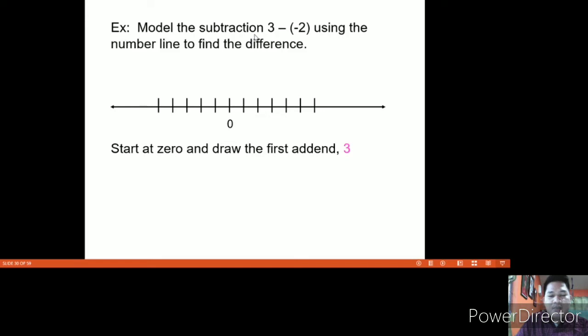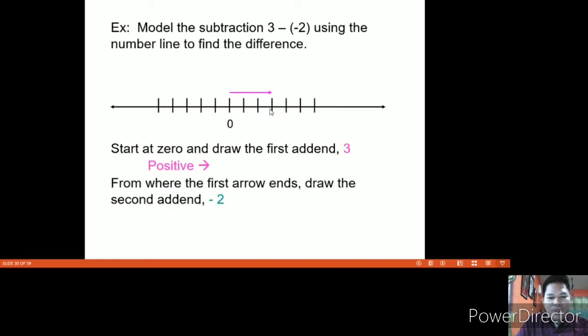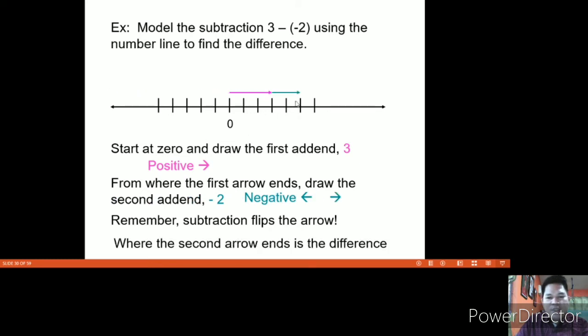How about model the subtraction 3 minus negative 2 using the number line to find the difference? So start at 0 and draw the first addend 3, 1, 2, 3, minus negative 2. From where the first arrow ends, draw the second addend negative 2. Since negative, going to the left. But since subtraction, you flip the arrow. Instead of going to the left, it goes to the right. So it becomes 3 plus 2. Okay, it becomes 5, positive 5.